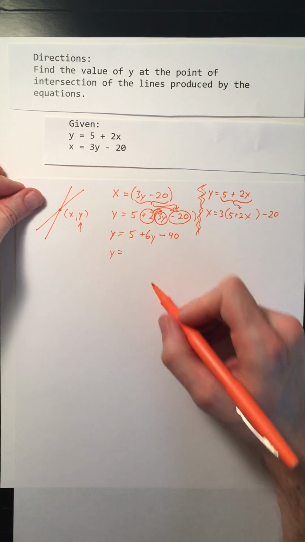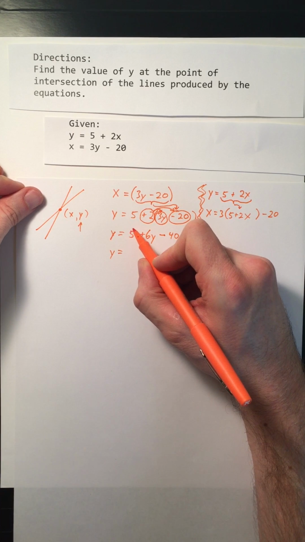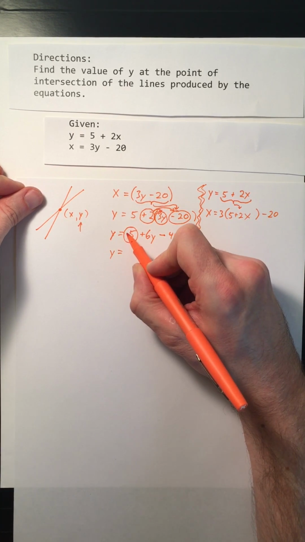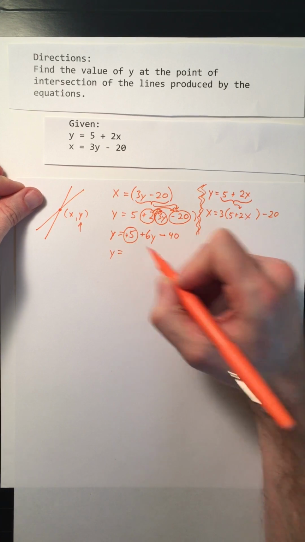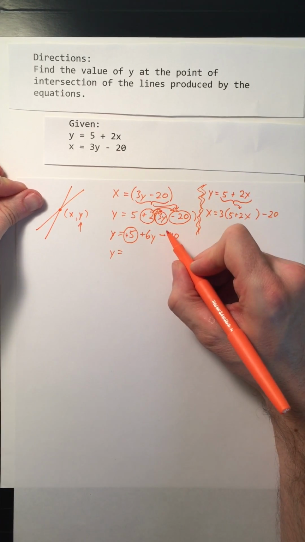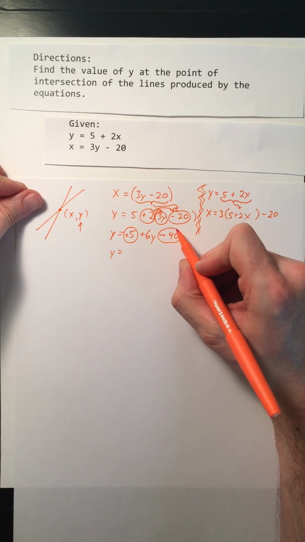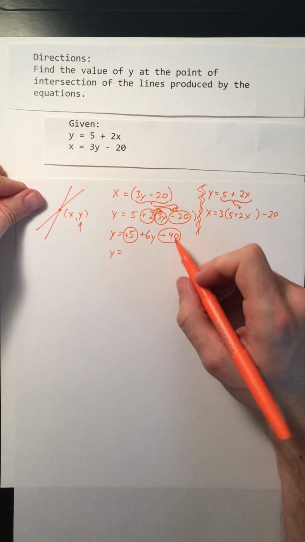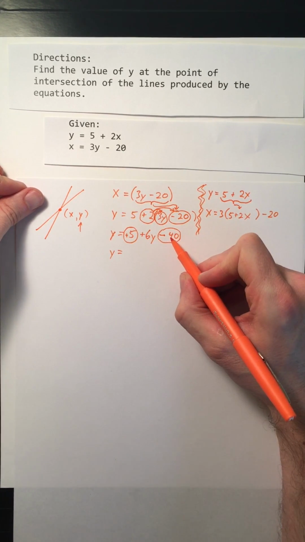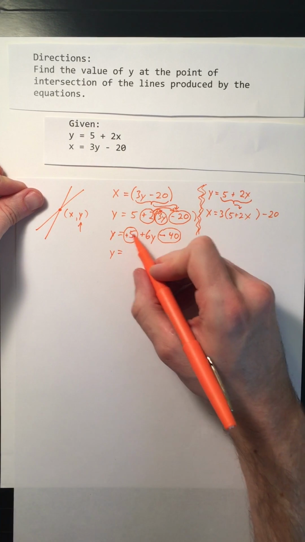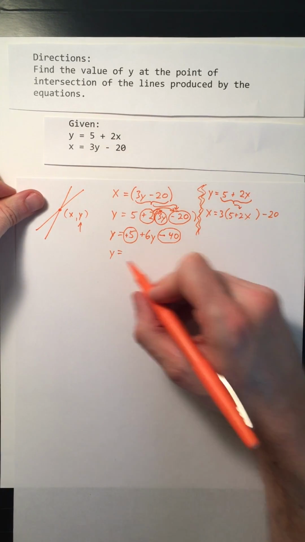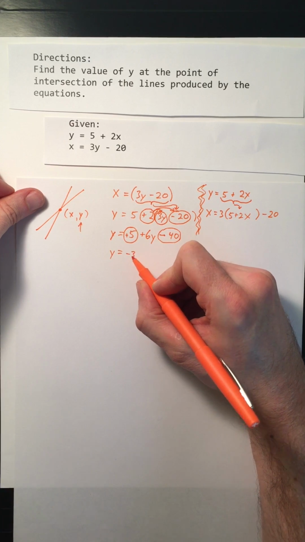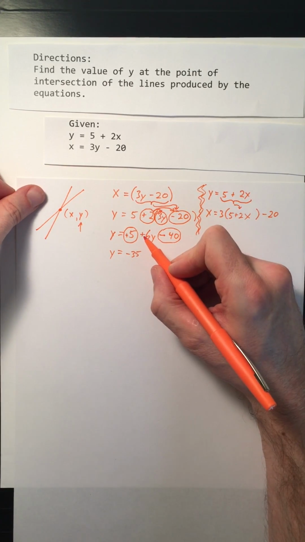Y equals, now remember that this is a positive 5. Anytime that you don't see a sign, it's a plus sign. And this is a negative 40. Remember that the sign goes with the term to the right. And so a positive 5 and a negative 40 added together or combined makes a negative 35. And then plus 6y.